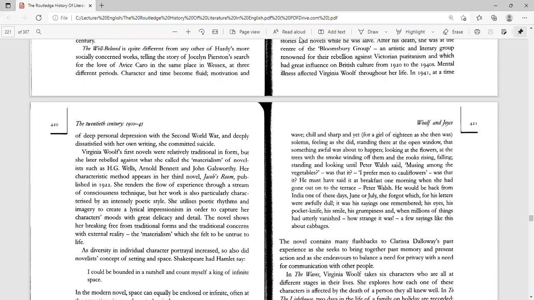Virginia Woolf's first novels were relatively traditional in form rather than, you can say, pure stream of consciousness. She later rebelled against the materialism of H.G. Wells, Arnold Bennett, and John Galsworthy. Her characteristic method appears in her third novel, Jacob's Room. She renders the flow of experience through the stream of consciousness technique. But her work is also characterized by an intensely poetic style.